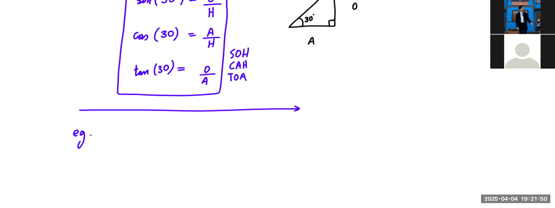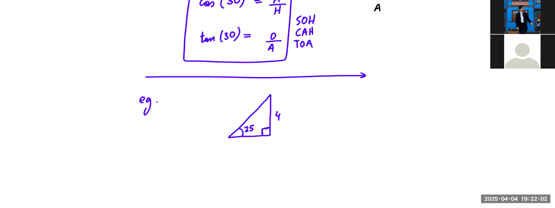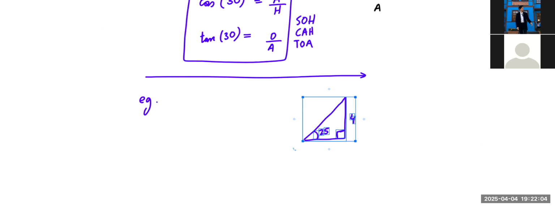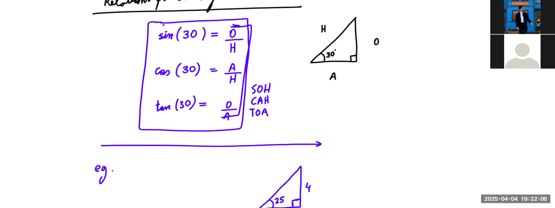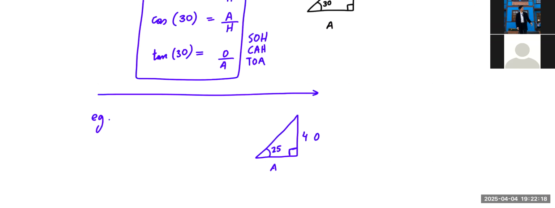So imagine that you have a right angle triangle and I give you this angle, 25 degrees, and I give you this side. See, I've given you two things, an angle and a side. So which rule will I use is the question now. I know for a fact I have to use one of these three, but which one? So label the sides. What is this side going to be called? Opposite. This one down here is adjacent, right? And this is the hypotenuse.